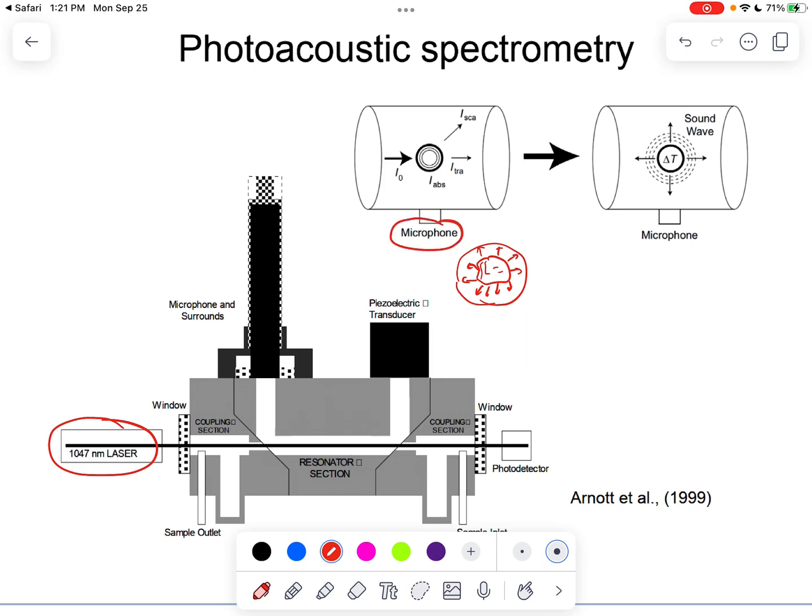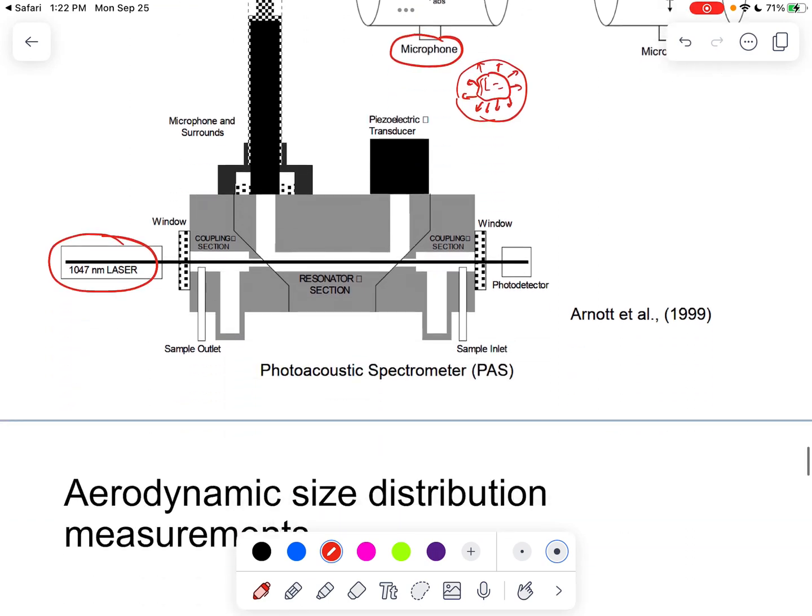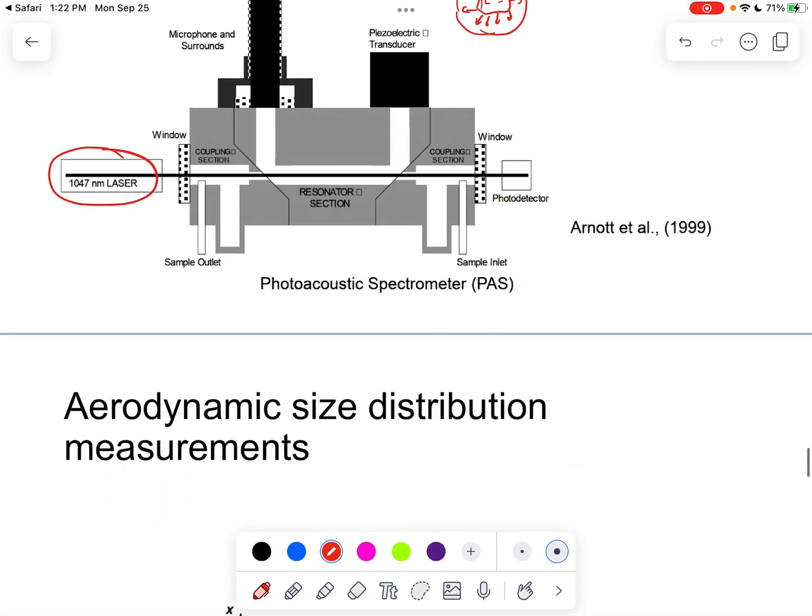So you can monitor the response of the particle absorption, what is the response of the sound wave due to the absorption of the radiation here. Okay.